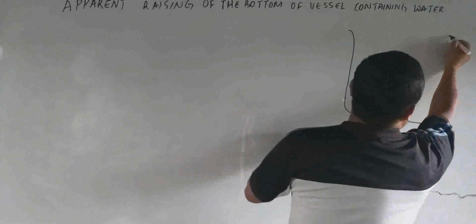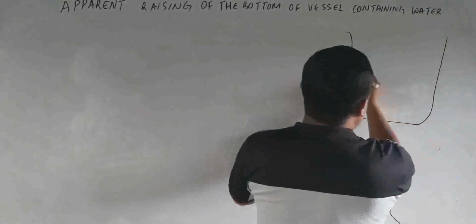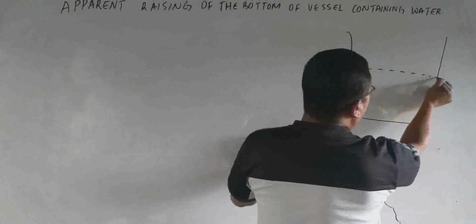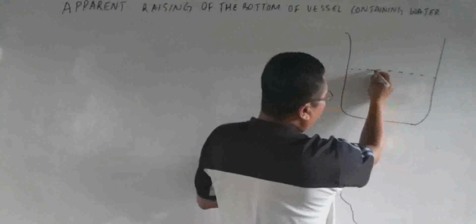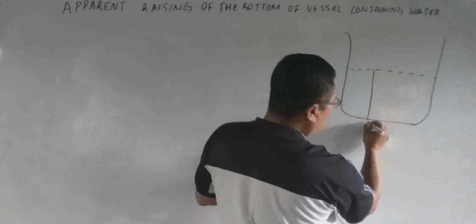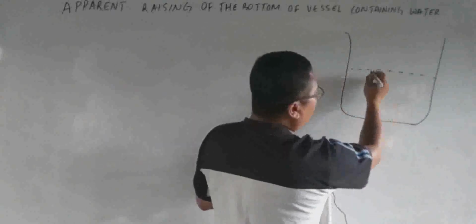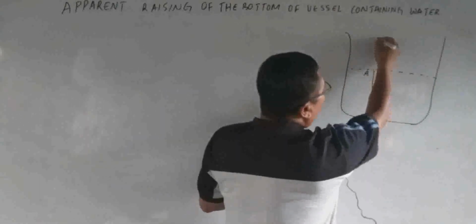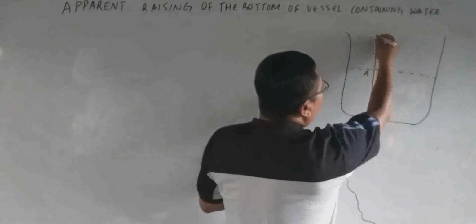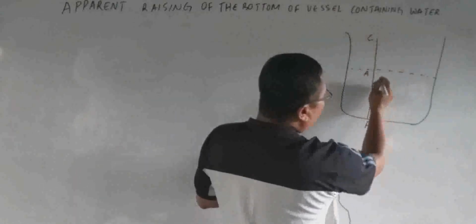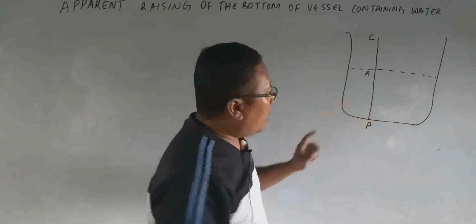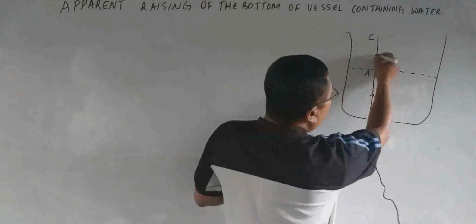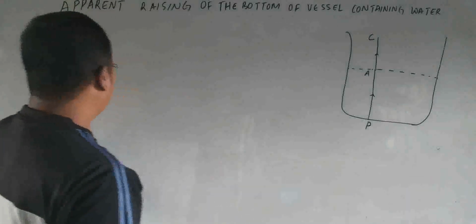Say this is a vessel, and this is the depth of the water, and this is the level of the water. So we're going to consider a ray of light coming from the bottom of the vessel, PA, and this will go as AC. Now the angle of incidence for this ray coming from the bottom of the vessel is 0. Since the angle of incidence is 0, the ray will not suffer any deviation.